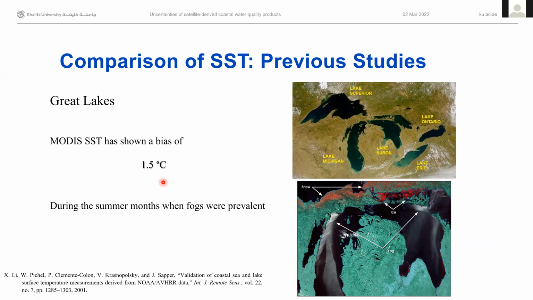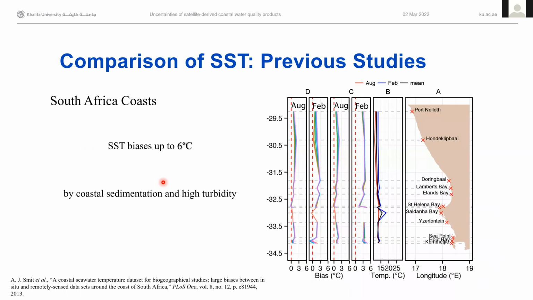The fourth study is at the South Africa coast, and they compared the MODIS SST with the in situ measurement at the coastline, as you can see here, of South Africa, during different seasons. They found that the highest bias could reach up to 6 degrees, which is the highest among all the studies, and this could be caused by the coastal sedimentation and also the high turbidity.